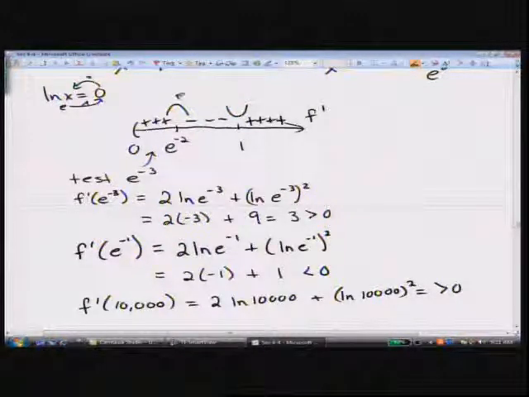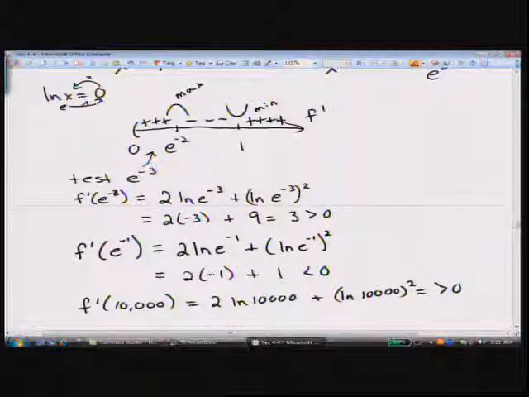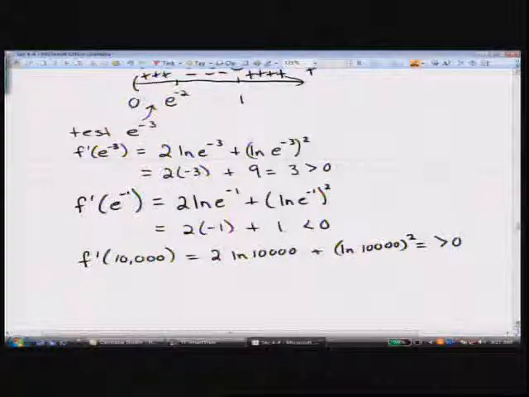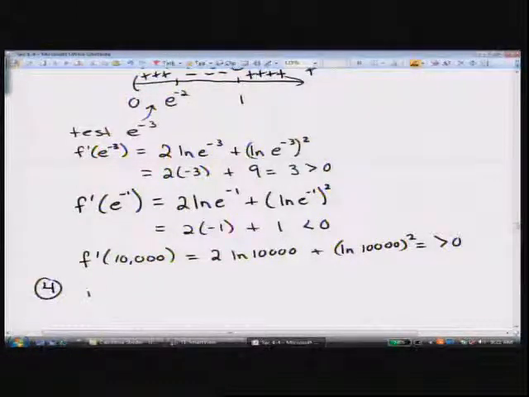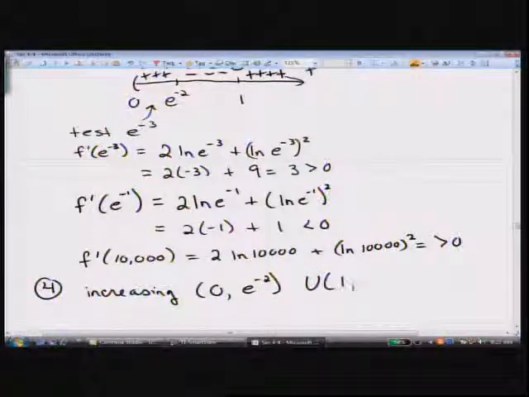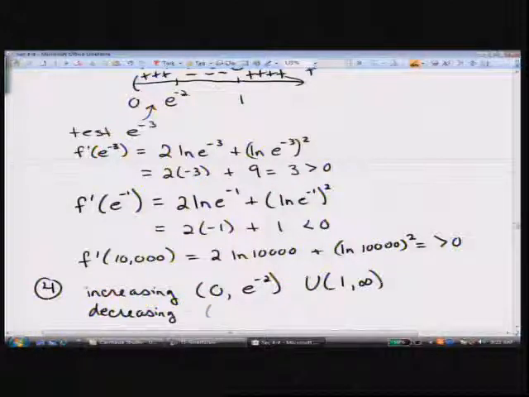Okay. So we must increase and then decrease, decrease and then increase. So we must have a max here and a min here. We could have used the second derivative test to determine if we have maxes or mins as well. So this is the interval where we increase, then we decrease, and then we increase. So on step 4, we will say that we are increasing from 0 to e to the negative 2, union 1 to infinity, and we are decreasing from e to the negative 2 to 1.